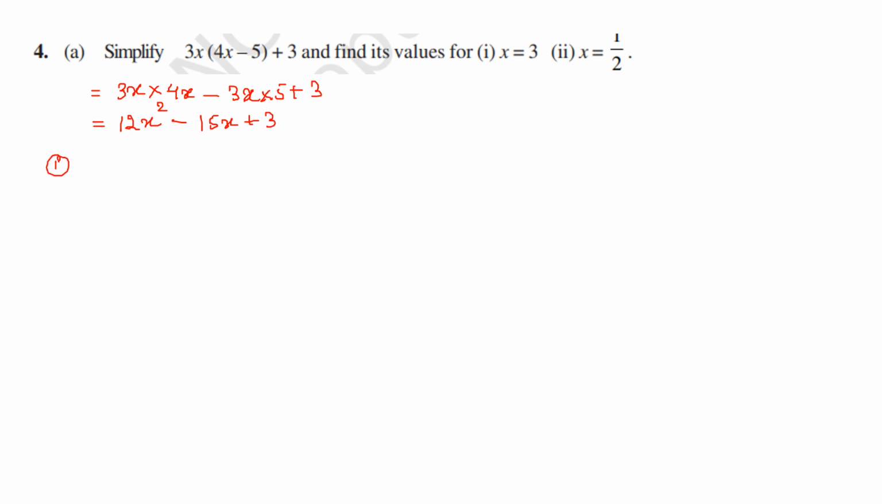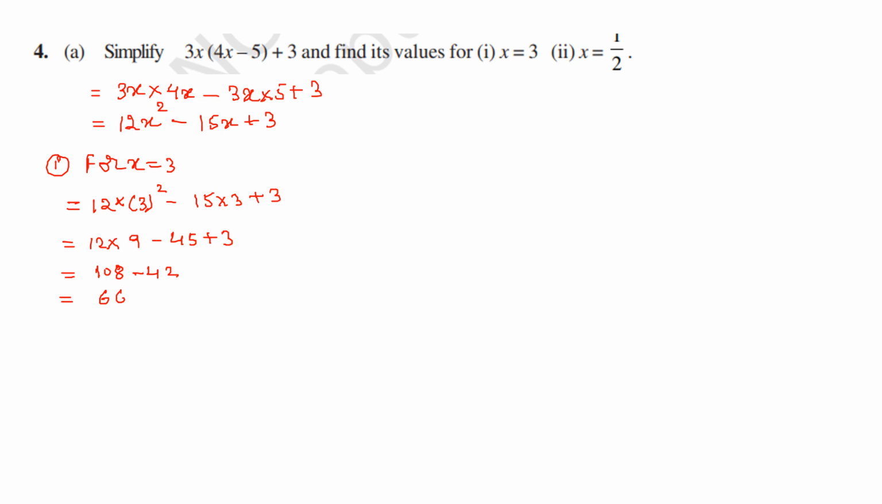Now first, for x equal to 3, you have to find the value of the expression. Wherever x is there in the expression, you have to replace that with 3. So 12 into x square, it means 3 square, minus 15 into 3 plus 3. So 12 into 3 square is 9, minus 15 into 3 is 45, plus 3. 12 into 9 will give me 108, minus 45 plus 3 is minus 42. And if you subtract 108 minus 42, it will give you 66.